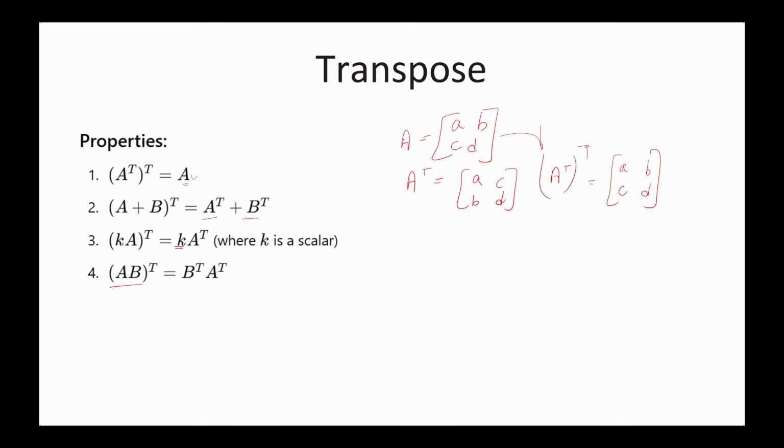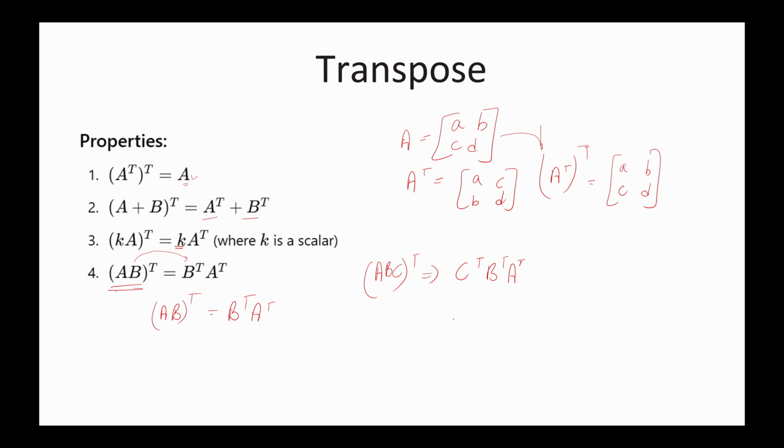Now this one is an important thing that you must remember. Let's say if I have A into B whole transpose, then this can be written separately as B transpose A transpose. So this becomes reverse. So first we put the one that comes at the last. Let's say if I had ABC whole transpose, then how would I write this down? This would become C transpose B transpose A transpose.